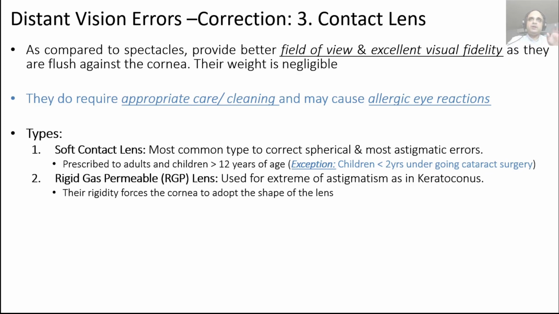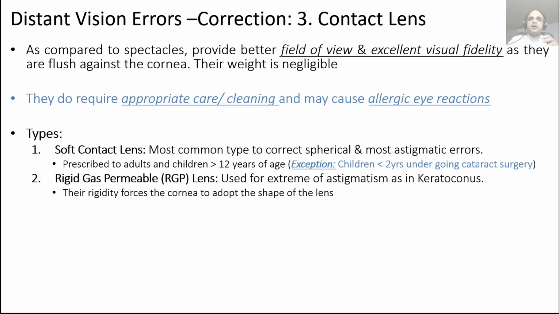We'll talk about more allergic reactions associated with contact lenses when we talk about conjunctivitis. There are various types of contact lenses: soft contact lens and RGP, rigid gas permeable lenses. These are the two most common types. The most common type among these two is the soft contact lens, which is used to correct almost most of the spherical and astigmatic errors.